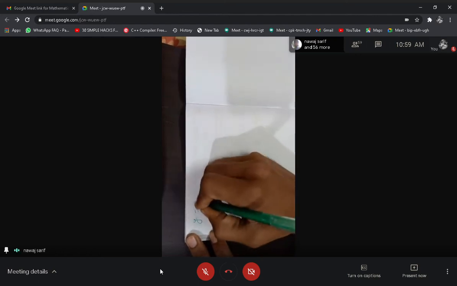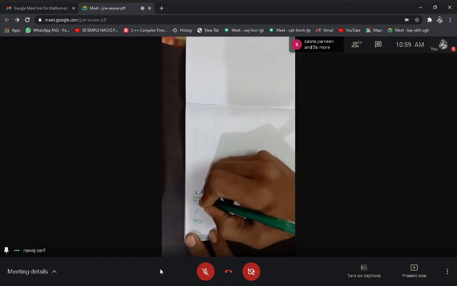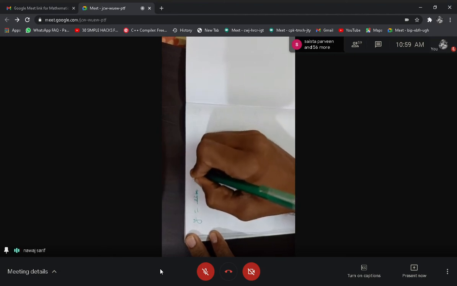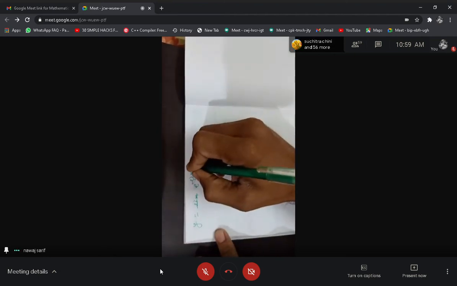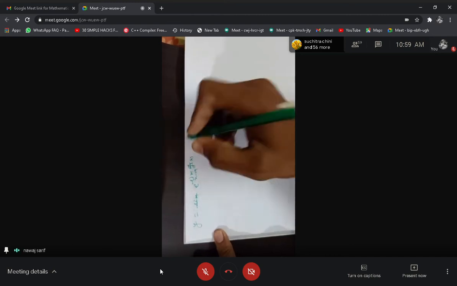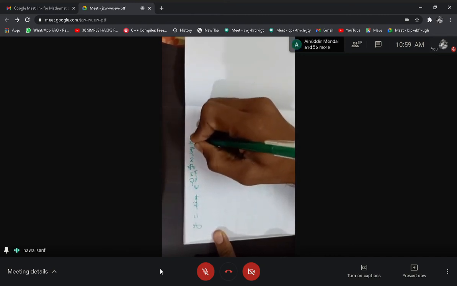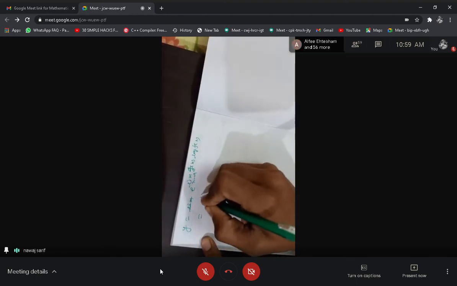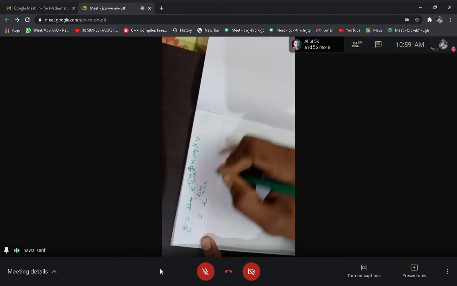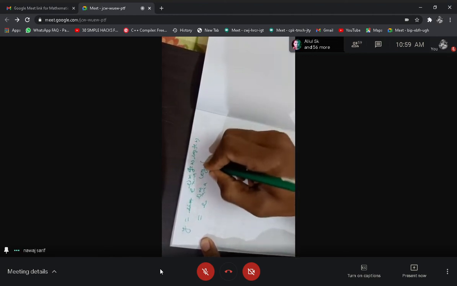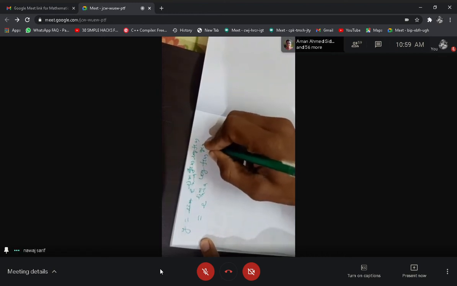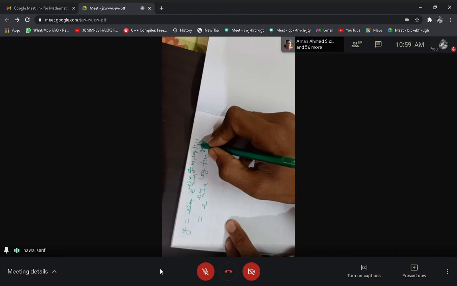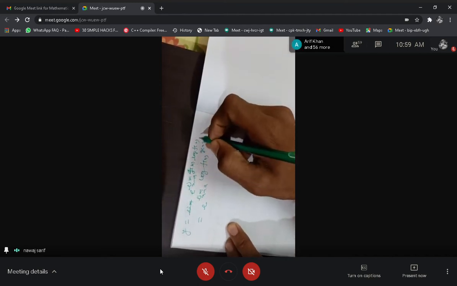That means your y is e to the power limit x tending to a of f(x) into g(x) into log f(x). So g(x) into log f(x) is what? This implies e to the power limit x tending to a of log of f(x) to the power g(x). Okay, g(x) into log f(x) means log of f(x) to the power g(x). Is it okay?